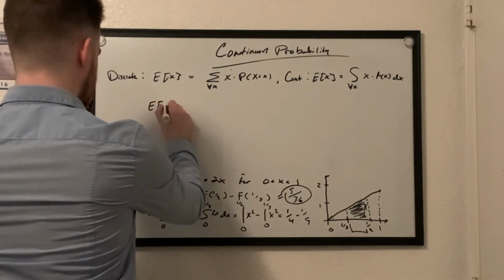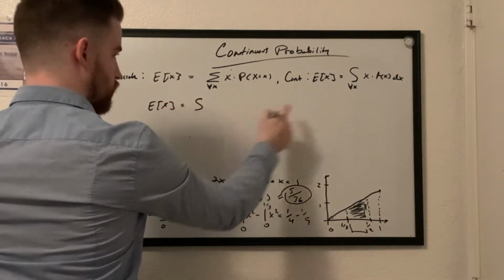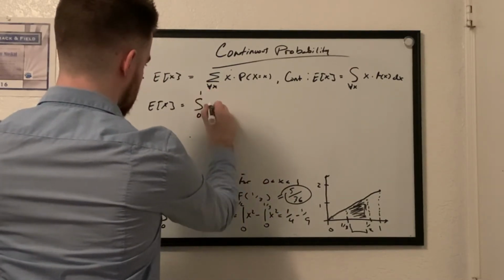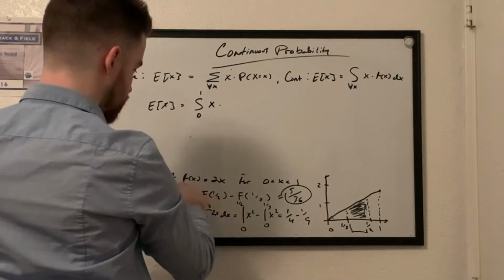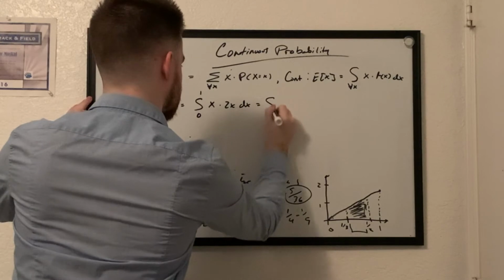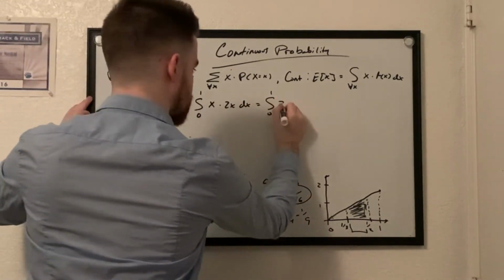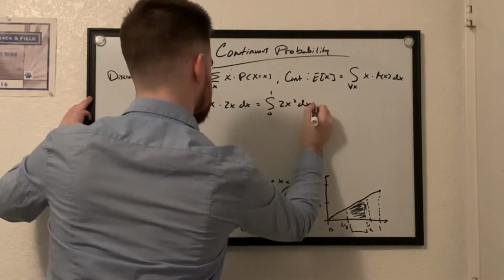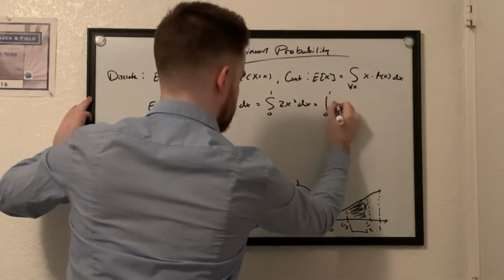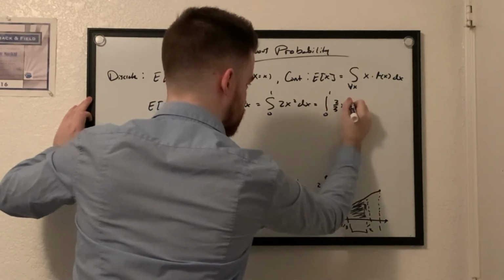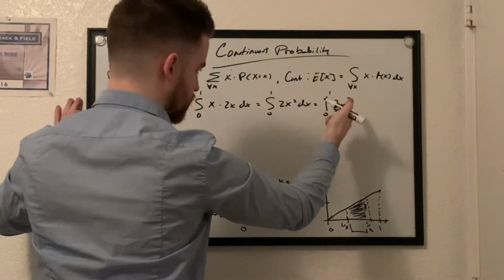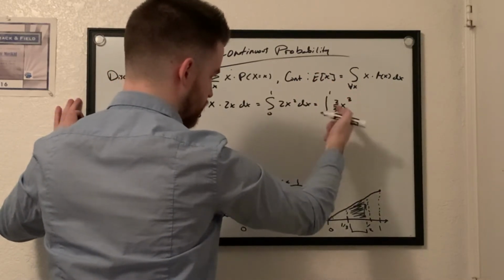So by our formula, the expected value would be equal to the integral over all x. We can go from 0 to 1, and x times our PDF, which is 2x, with respect to x. This becomes 0 to 1, x times 2x is 2x squared. The antiderivative of 2x squared, based off the power rule, is 2/3 x cubed, because you add 1, so 2 plus 1 is 3, then you divide by it, so we divide by 3.